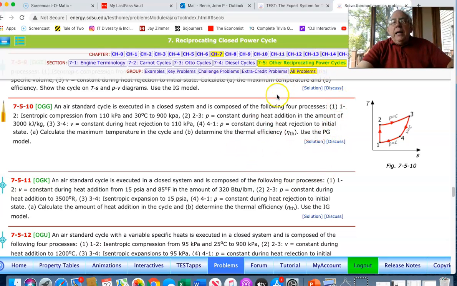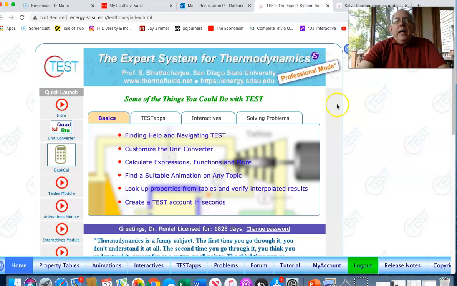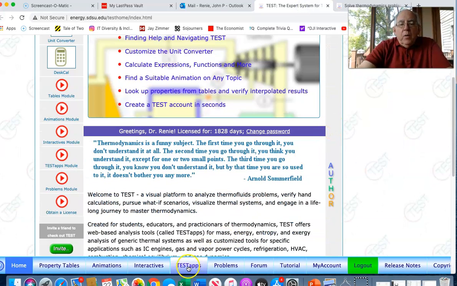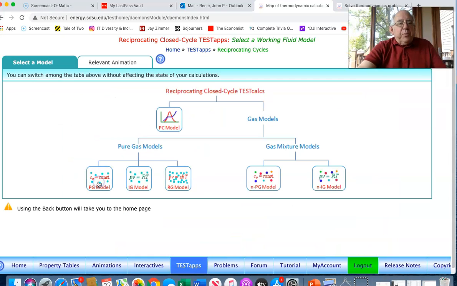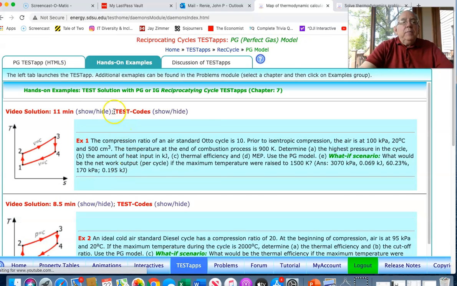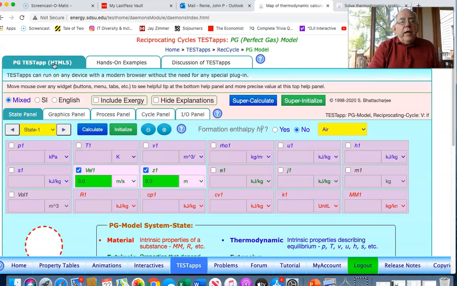Okay, so with that in mind, I'm going to bring up the TEST software, go into the TEST apps, and again, this is a closed system, internal combustion engine reciprocating cycle, and we're going to select the PG model. We will then begin by identifying the four states and connecting them together with the various processes to determine heat transfers and works.